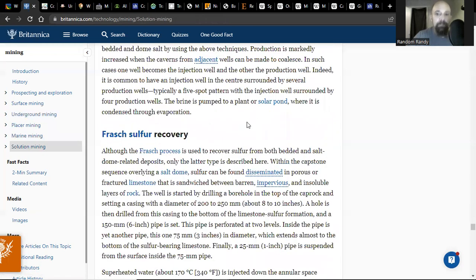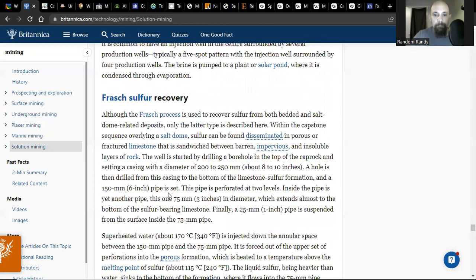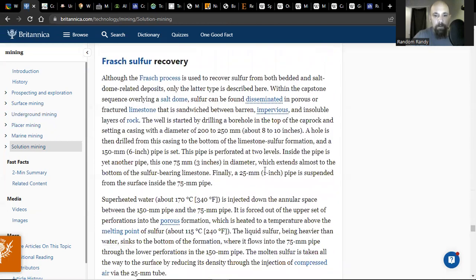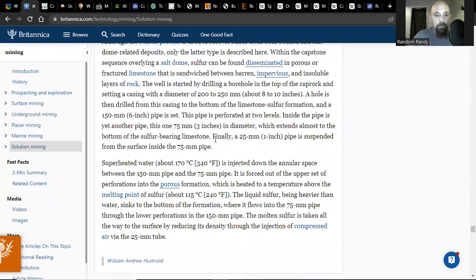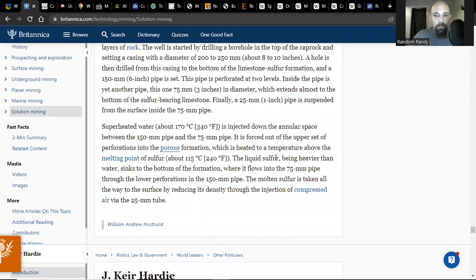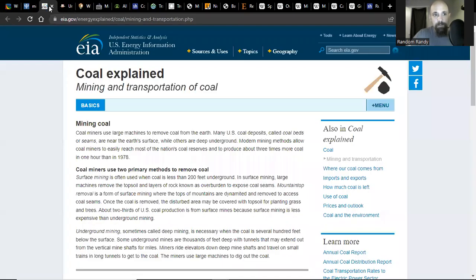Sulfur recovery. Okay. They recover the sulfur from an overlying salt dome. Okay. Using hot water. And they perforate the stone, superheat the water, pour it through, creating a molten type sulfur, a liquid sulfur, which is heavier than water, sinking to the bottom. So those are just some of the methods, and we will dig a little further into this.